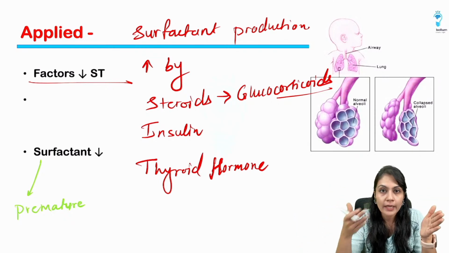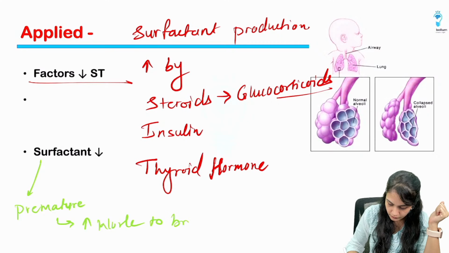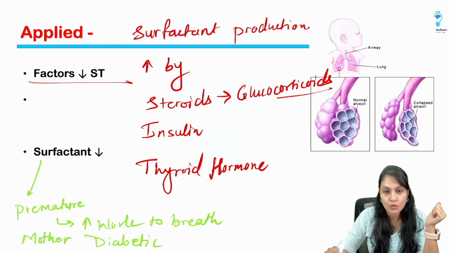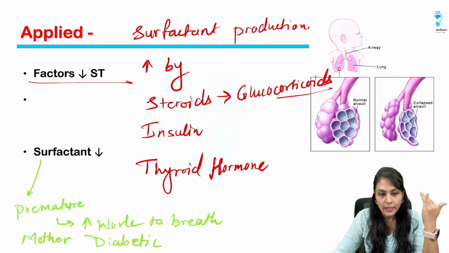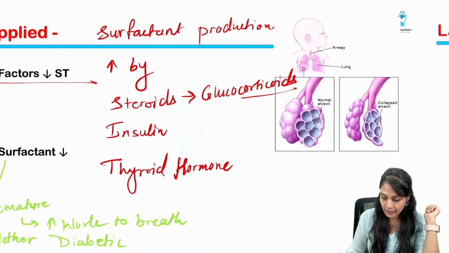If they are not there, definitely the baby has to put in more work to breathe, right? Or the mother is diabetic. There is a problem in the insulin production, which is going to affect the baby's surfactant production again, right? So definitely these conditions can lead to ARDS or your hyaline membrane disease.